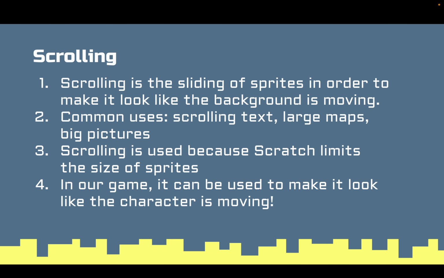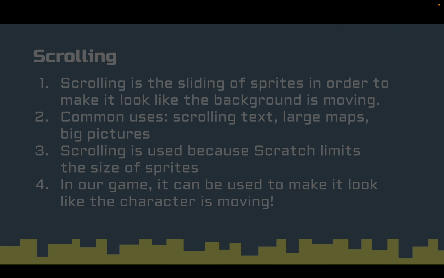Now, background. For our game, we do have a background, and how we use this background is we scroll it. What I mean by that is we're going to move our background to make it look like our sprite is moving. Scrolling is the sliding of sprites in order to make it look like the background is moving. Some common uses are scrolling text, large maps, or big pictures. Scrolling is used because Scratch limits the size of sprites, so you can't have a really big sprite that you just move across. You need multiple different sprites. And in our game, it can be used to make it look like the character is moving.